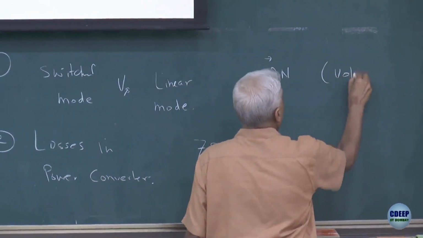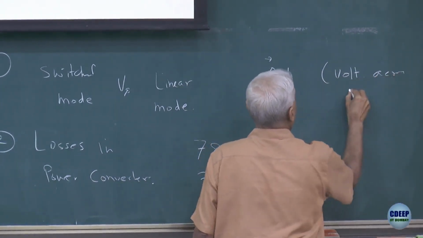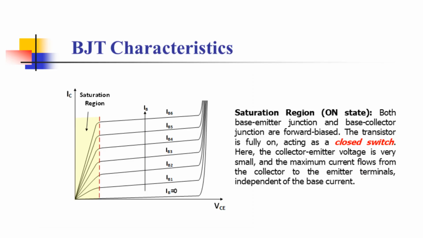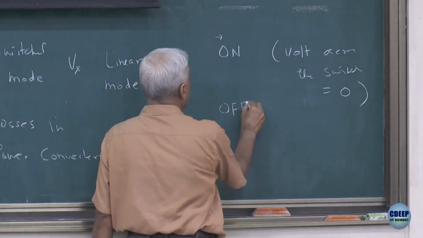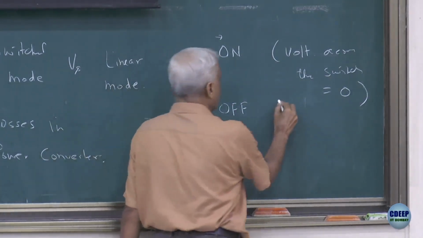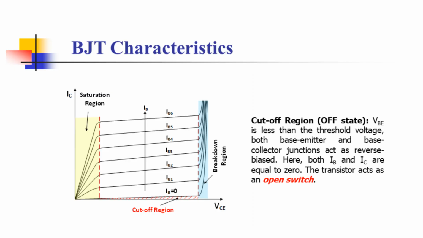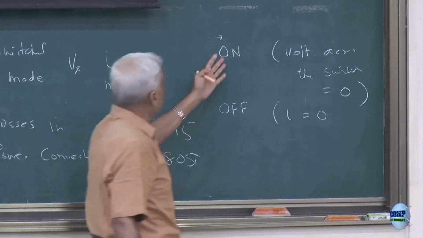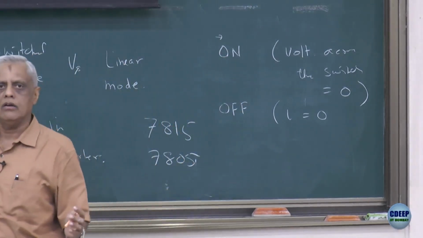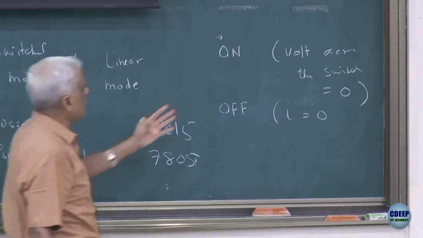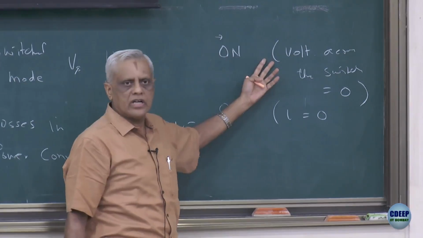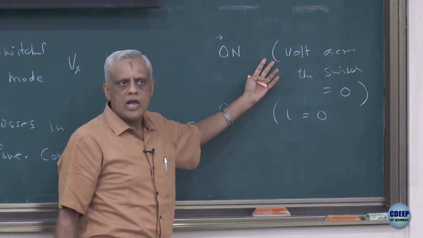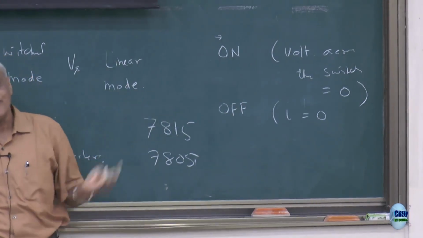the voltage across the switch is 0 or close to 0. Ideal case I am saying. And when the switch is off, the current is 0, the voltage could be something. So when I am using my switch in these two modes, you can see that whether it is on or off, the product of voltage and current across the switch is 0. But ideally that is the case, but practically that does not happen.